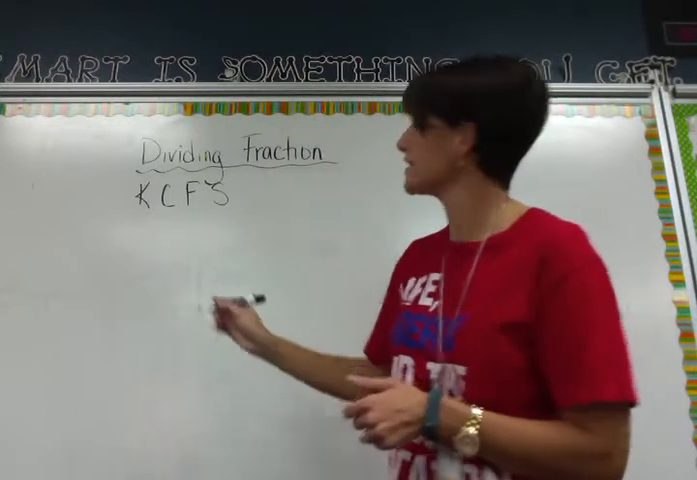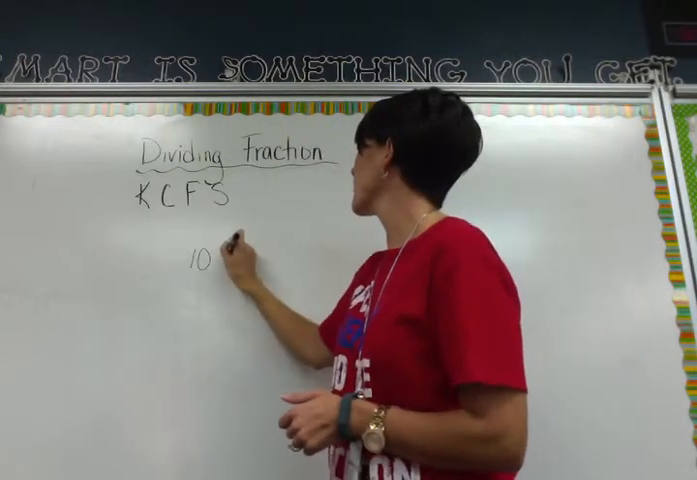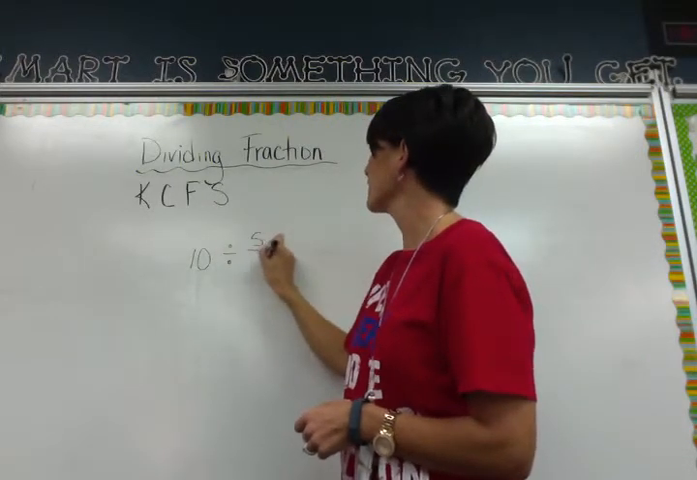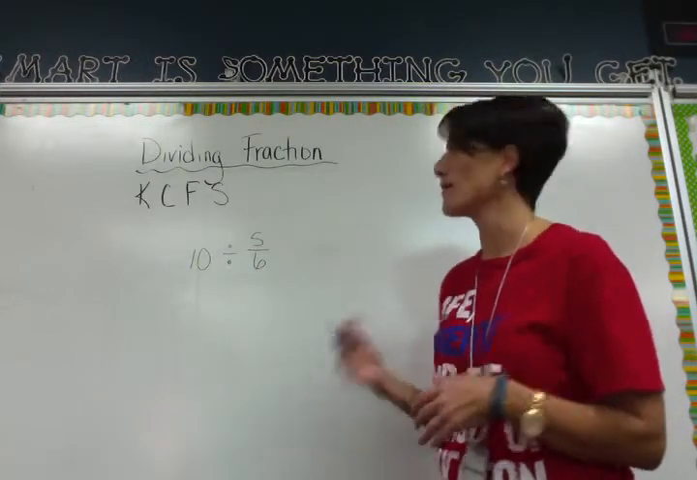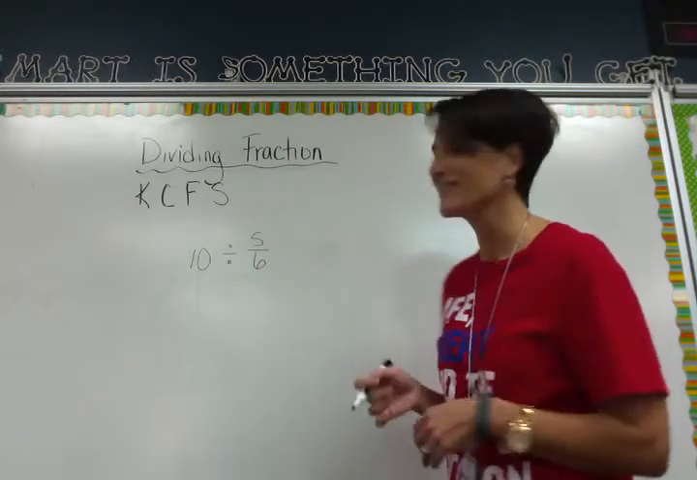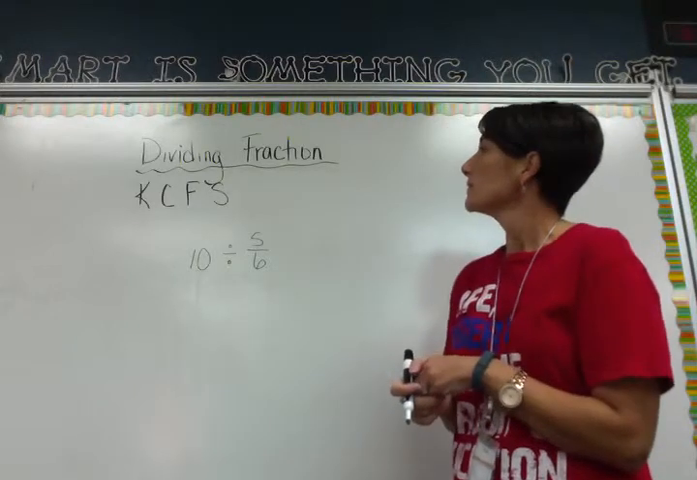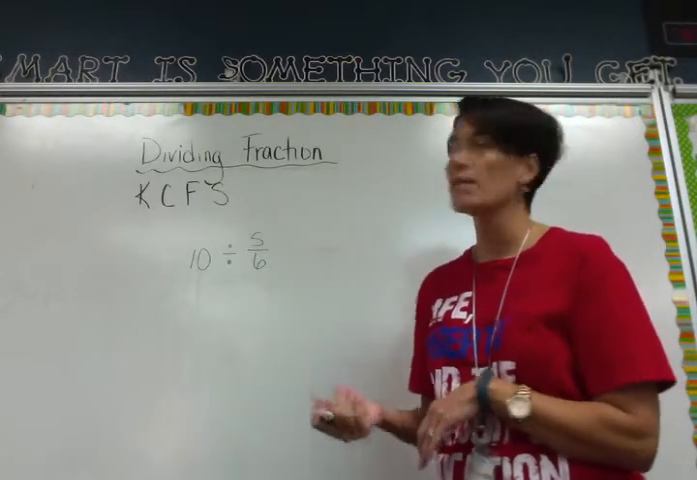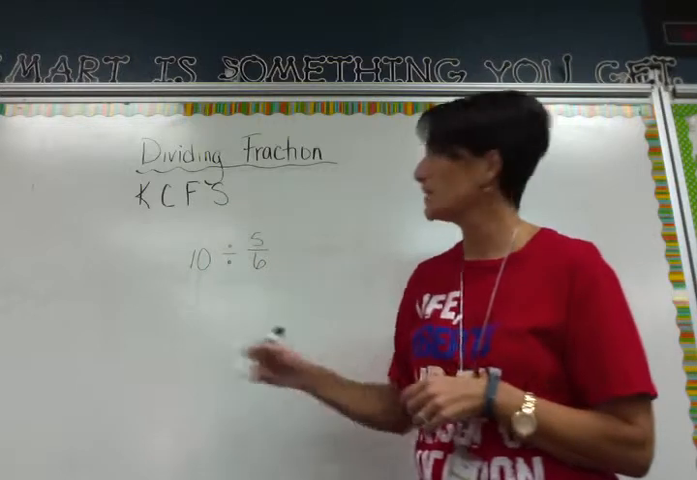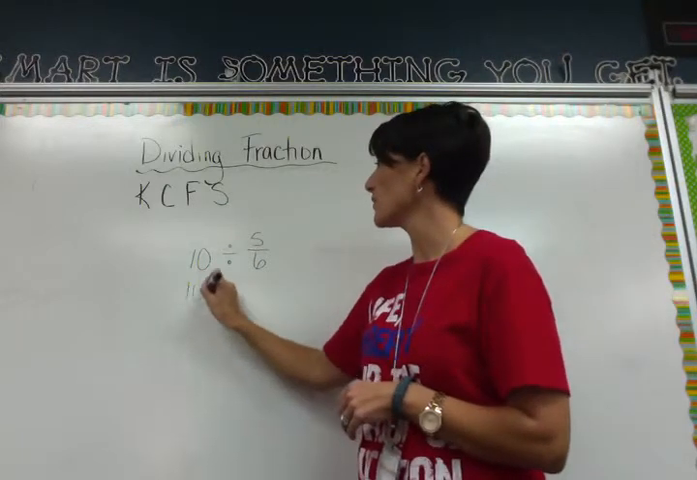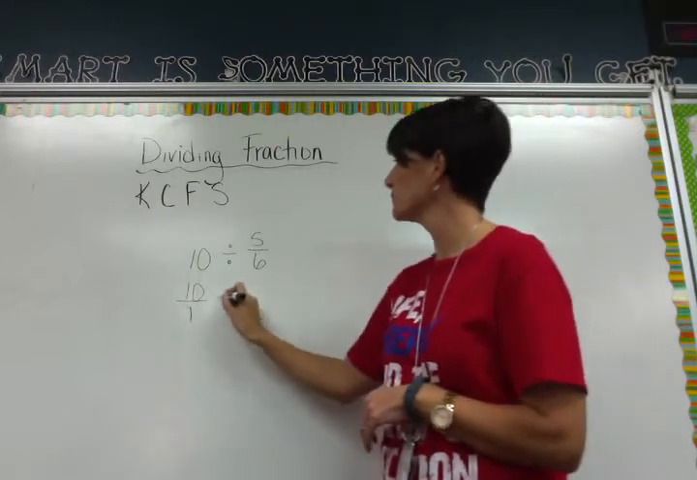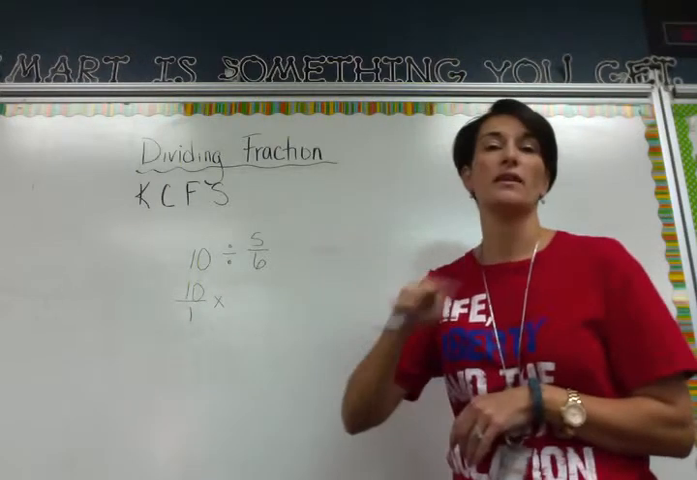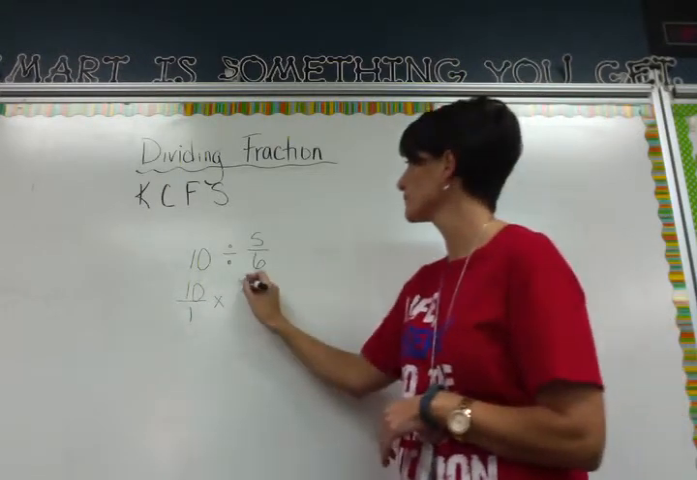All right, so let's try 10 divided by 5/6. I'm going to go kind of slow so this way you can set up your problem and see if you can get ahead of me on this. All right, so I'm going to be thinking about my acronym of KCF. So keep my first number. I know when there's a whole number, I'm going to put it over 1. I'm going to change my symbol, and then I'm going to write the reciprocal. I'm going to flip.